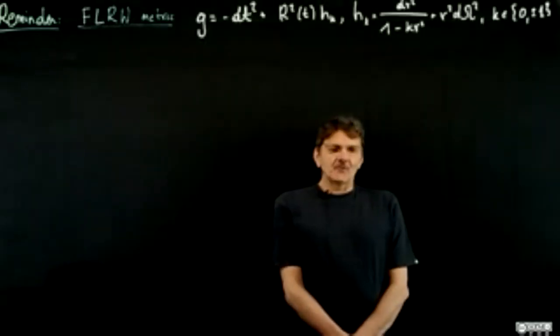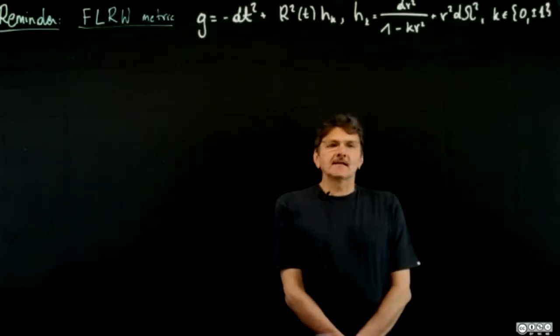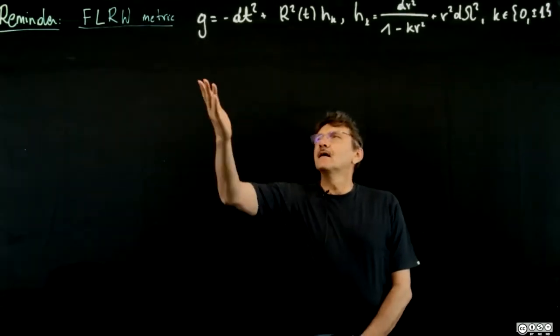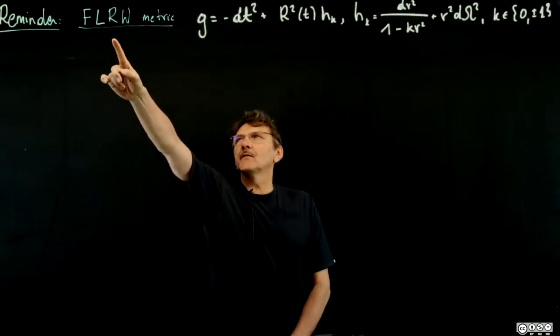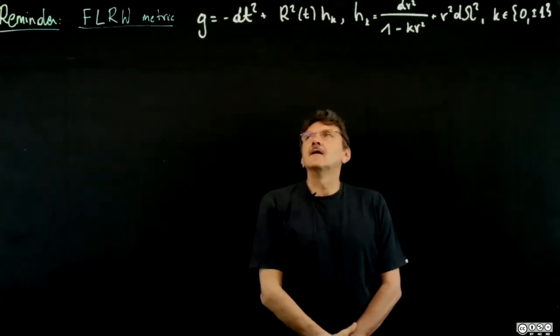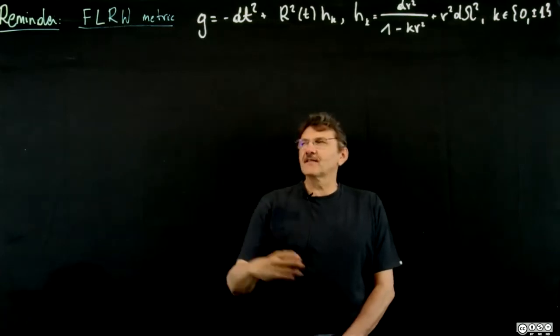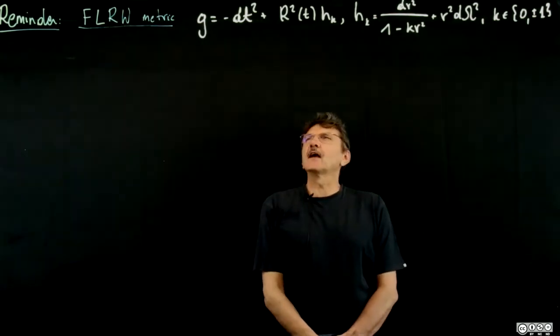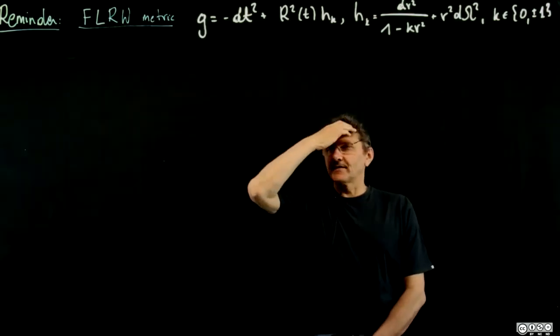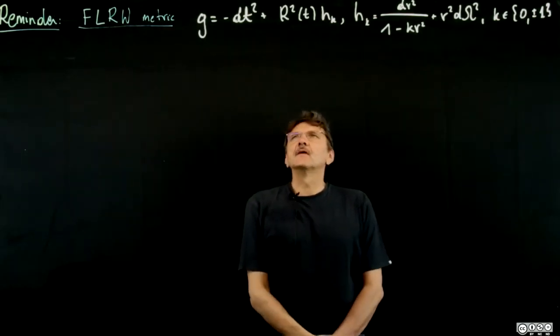So good morning, everyone. We can finally start the physics in these Friedman, Lemaître, Robertson, Walker metrics, which I'm going to call Friedman metrics just because it's just too complicated to say. So this is a metric we derived on the basis of some symmetry principles.